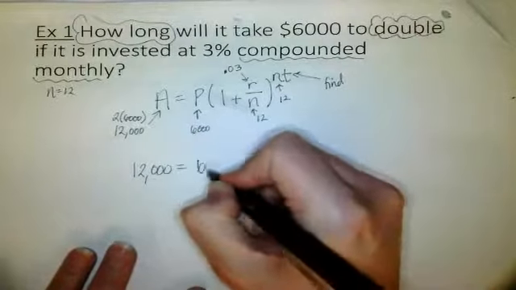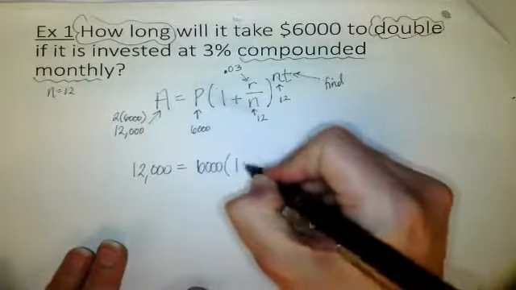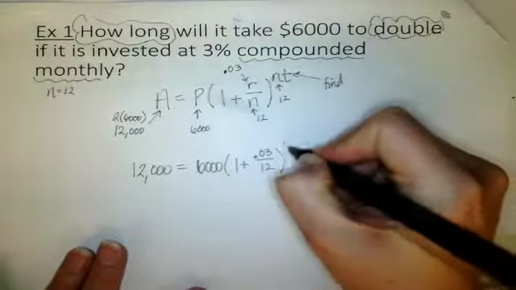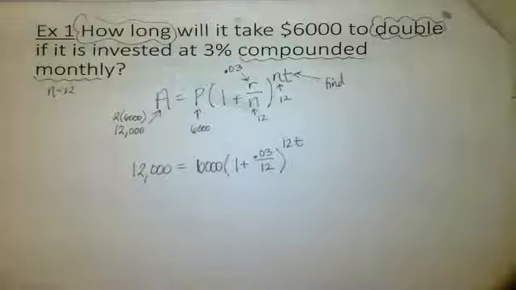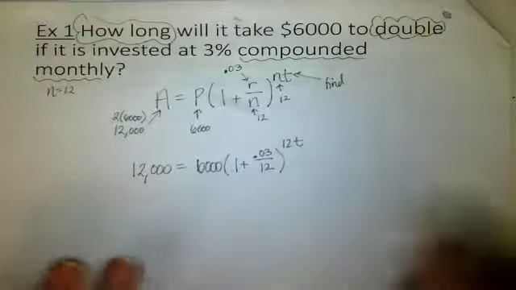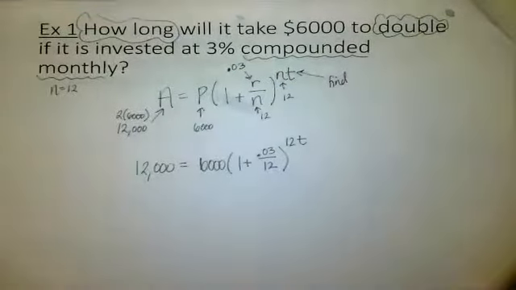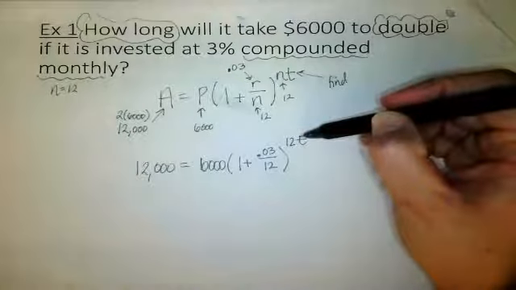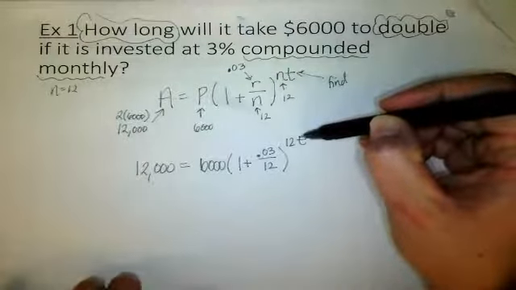Okay. So I'm going to plug what I know in. 12,000 equals 6,000 times 1 plus 0.03 over 12, to the 12t. Is this a logarithmic equation or exponential equation? Exponential, because the t is in the exponent.